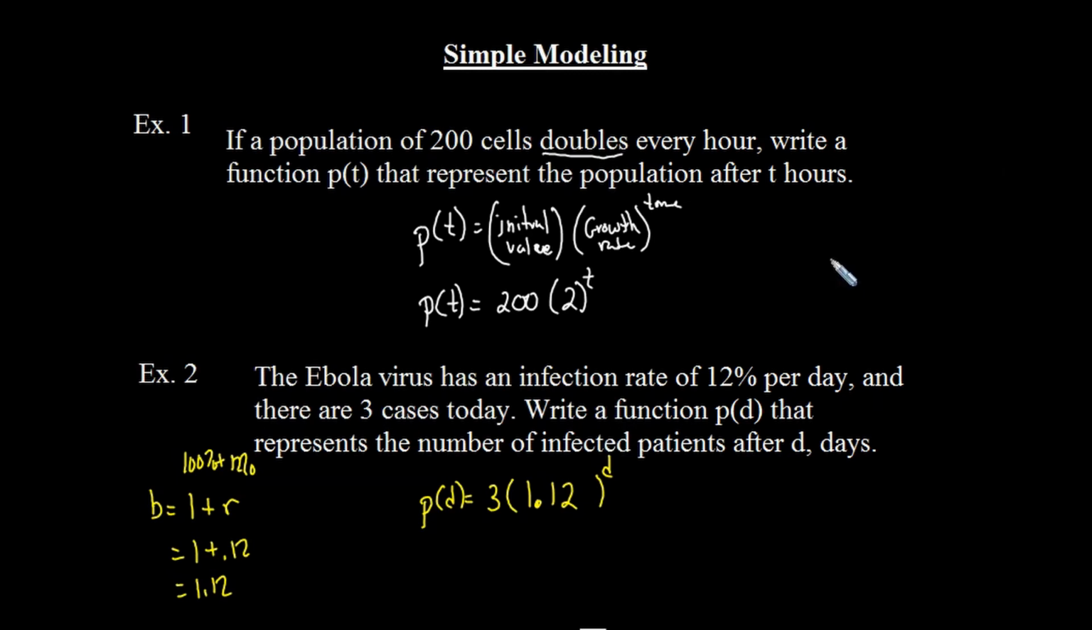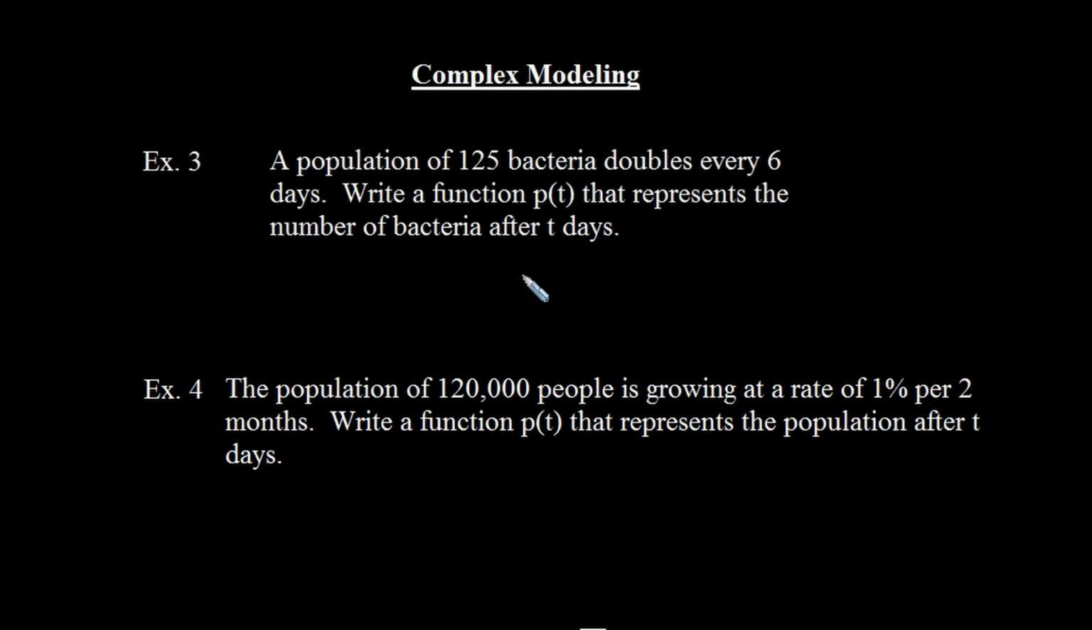All right, so let's look at some more complex modeling. A population of 125 bacteria doubles every 6 days. Write a function p of t that represents the number of bacteria after t days. So we'll write a function p of t. We'll use our initial value of 125 bacteria. Our growth rate comes from the fact that it's doubling, a growth factor of 2. And that's happening every 6 days. So we'll take the amount of time t and we will divide it by 6.